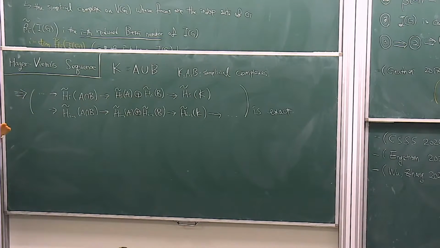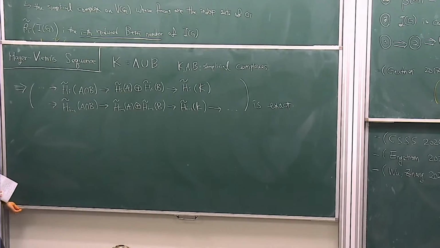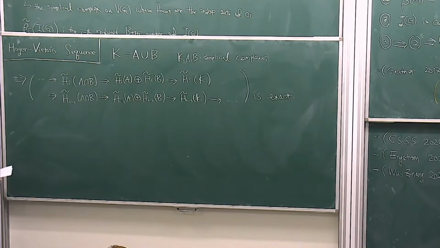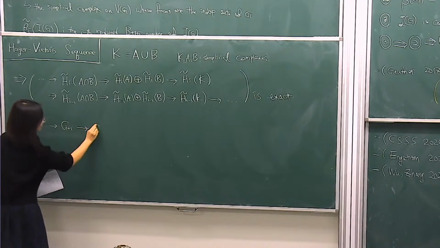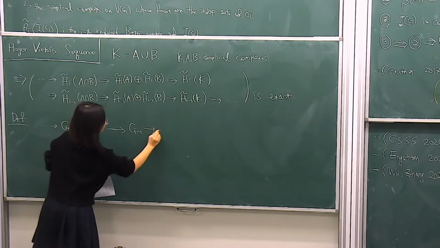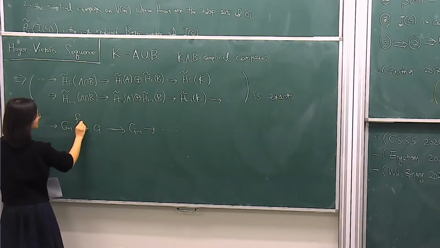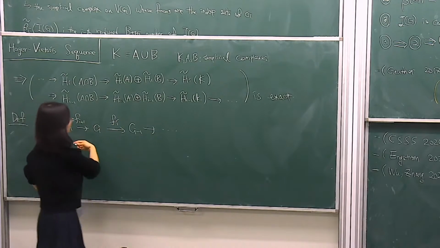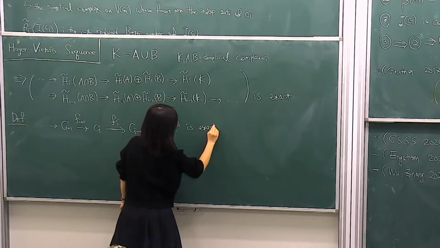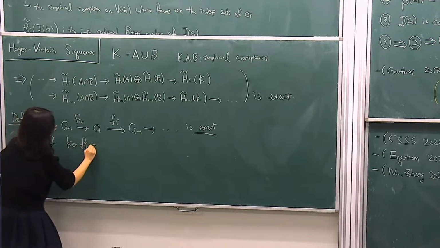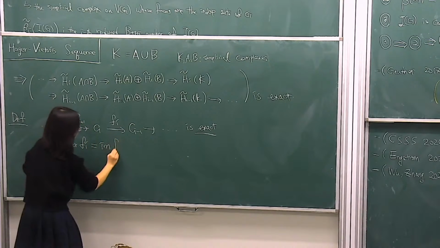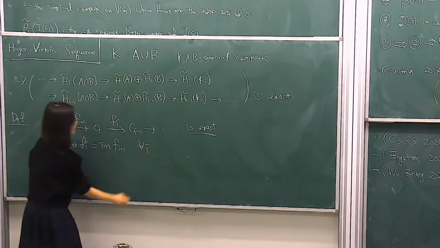So I asked whether the students know what an exact sequence is, and some said they forgot. So I'll carefully state the definition. Let's say we have such a sequence, and also we have some maps. And we say this sequence is exact if the kernel of f_i is equal to the image of the previous map.